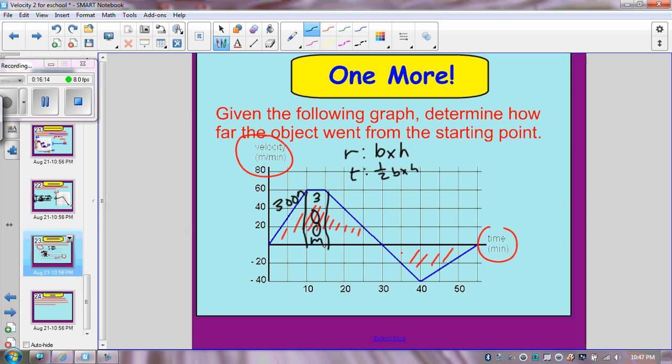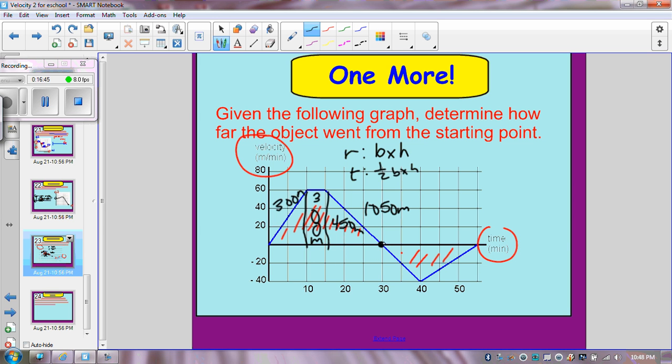This triangle right here is going to go 5, 10, 15 is the base, and the height is 60. So 15 times 60 ends up giving you 900, but we have to divide by 2 because it's a triangle. So 450 would be the displacement for that. So altogether, if I added all that up, 1,050 meters would be the displacement for the first 30 minutes.